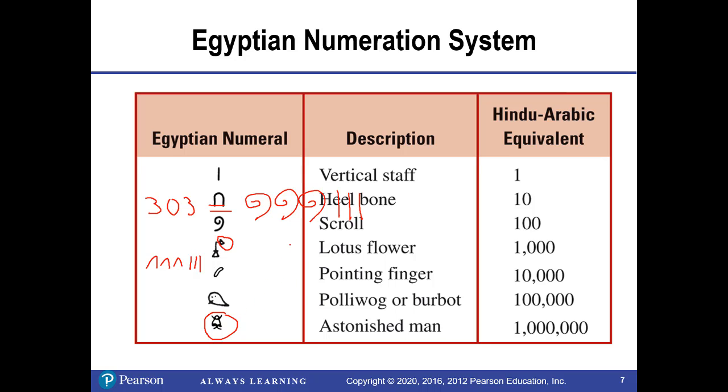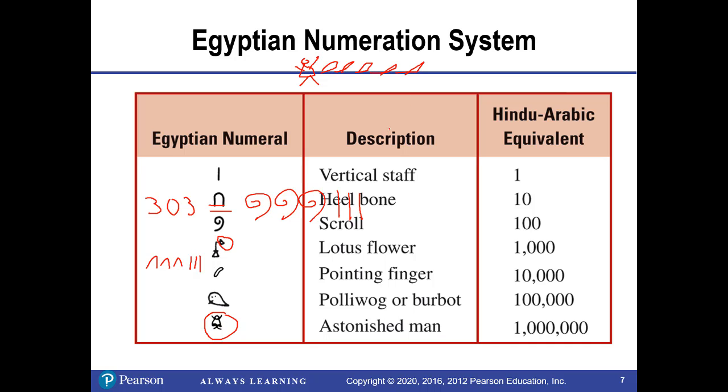So 1,050,000 would be an astonished man, just one, because it's 1,000,000. And then 50,000 would be 5 pointing fingers. 1,050,000.